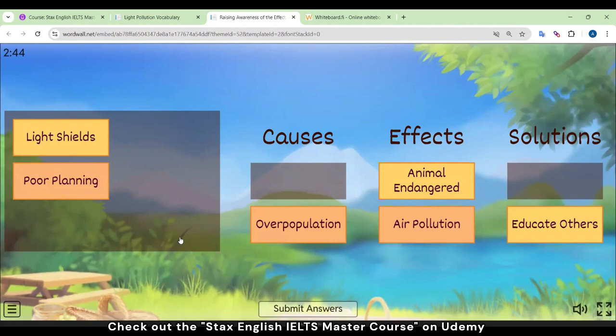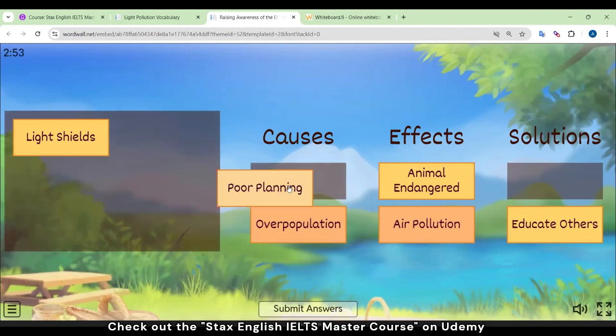Now, next we have this one, which is directly related to light pollution. So this is air pollution, of course, but light pollution is another problem we have in cities. What is maybe one of the causes? Poor planning, right?